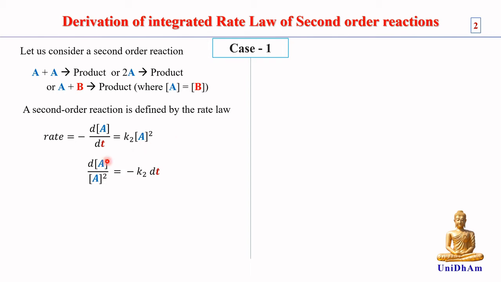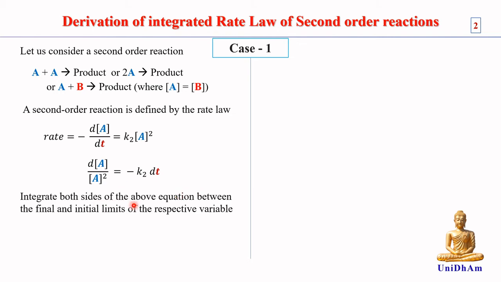Rearranging this equation, dA by A squared is equal to minus K2 dt. Integrate both sides of the above equation between the final and initial limits of the respective variable. Integration of dA by A squared is equal to minus K2 integration dt. Here, A0 is the lower limit of variable A, At is the upper limit of variable A. In the right hand side, the lower limit of variable t is 0, the upper limit of variable t is t.